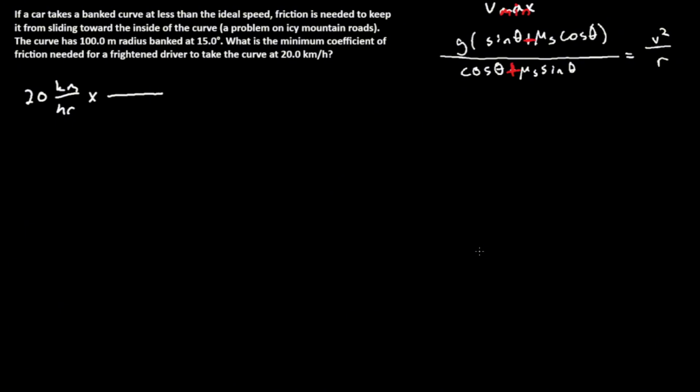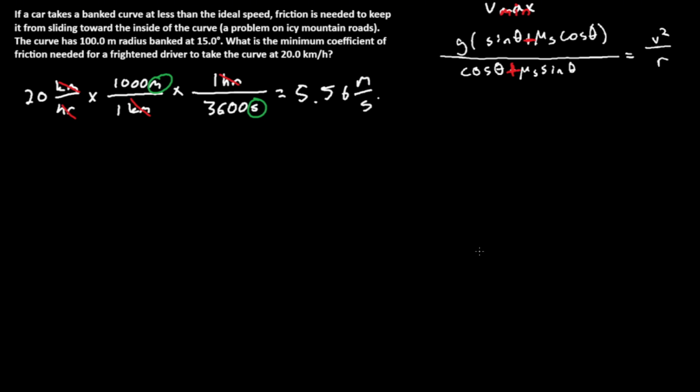So 1 kilometer is equal to 1,000 meters over 1 kilometer, and 1 hour is just equal to 1 hour over 3,600 seconds. The hours unit cancels out, and the kilometers unit cancels out, so we get left with meters per second. If you type that into your calculator, you should get, okay, I multiplied wrong, hold up. You should get 5.56 meters per second. Let's draw that M a little better. Meters per second.